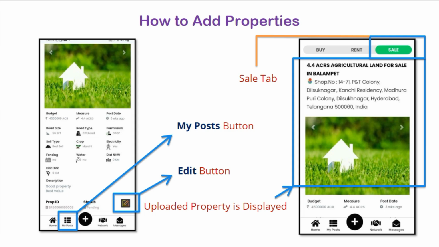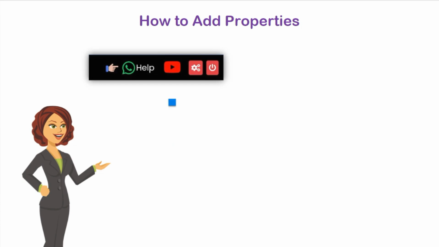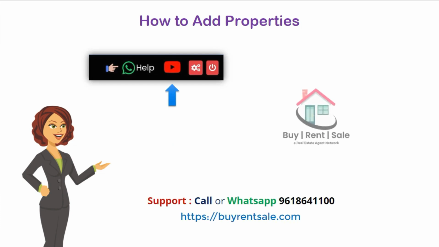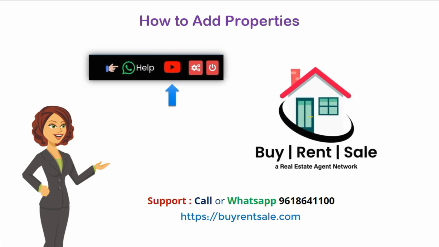Similarly, for other types of properties, you can follow the steps and options shown before, and add new properties as an agent or a customer. For any issues, please watch the help video by clicking here. You can also call us or message us on WhatsApp, and we will reach out to you.